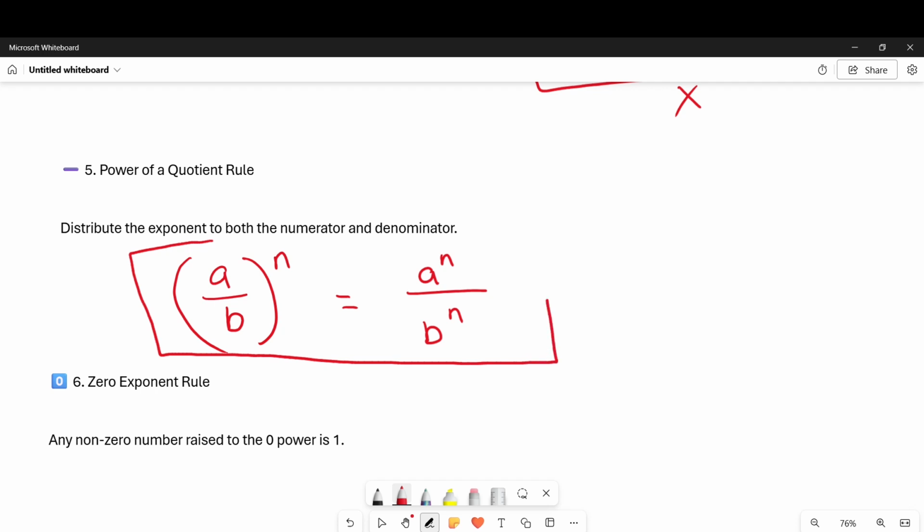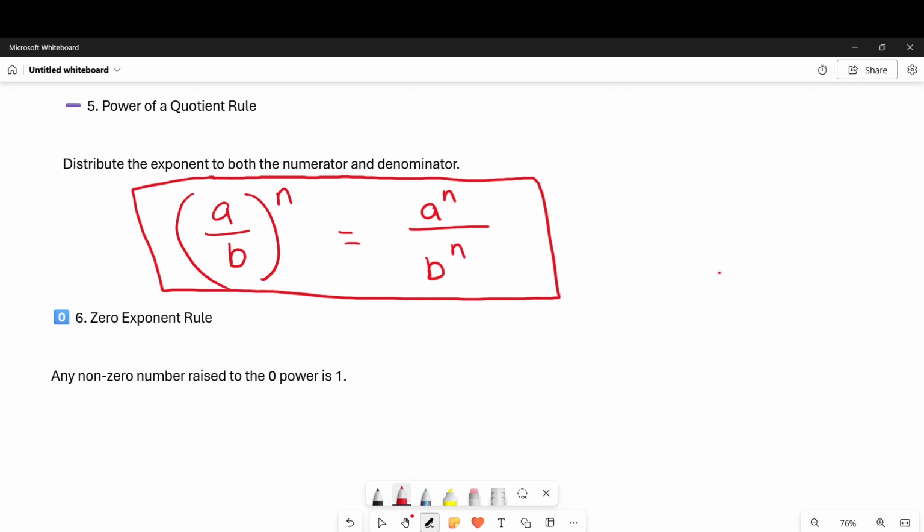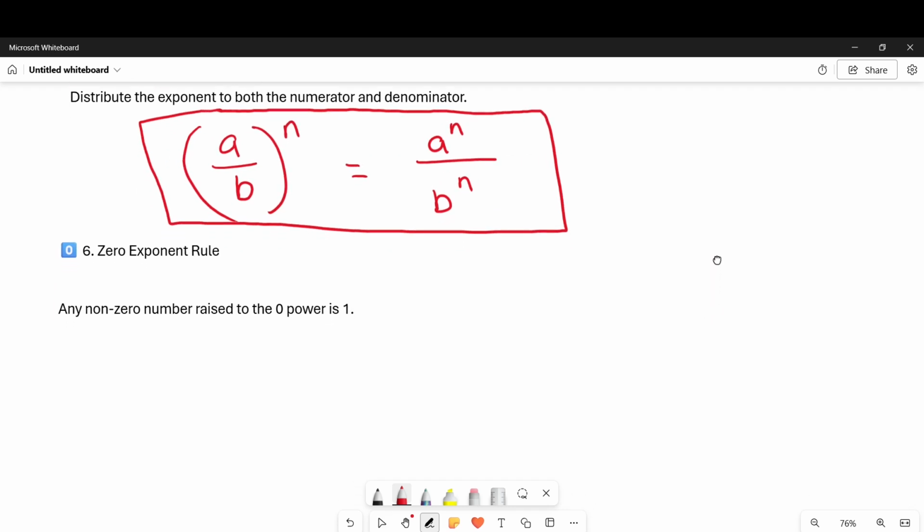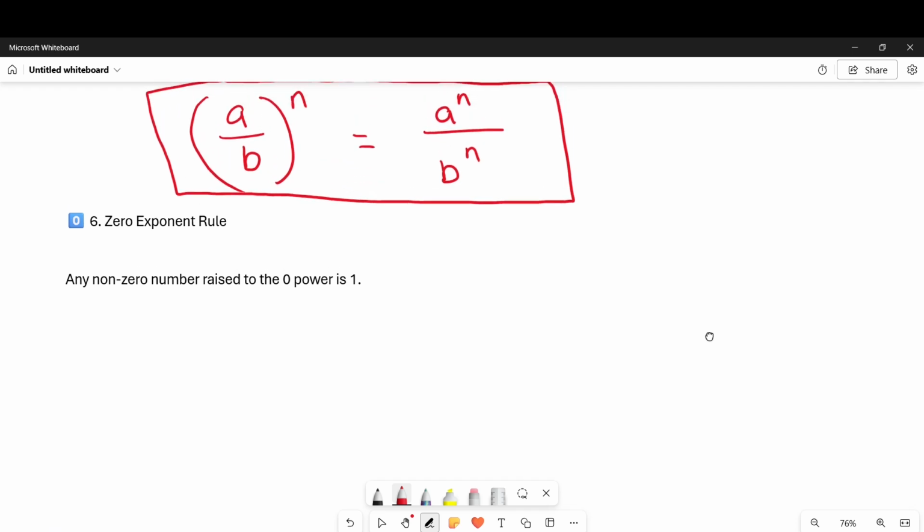This also is how we can distribute the common power n to the numerator and denominator. This is very, very important when we go for solving a problem. This will help you to find a correct answer.